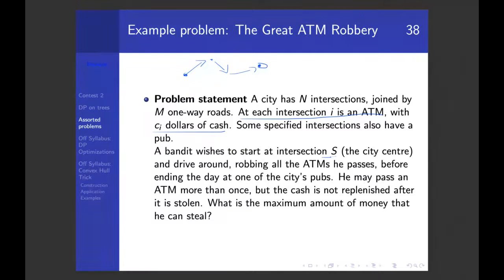You can visit a node more than once, so you can visit an ATM more than once. However, you can only rob it once. Once you've robbed it, the money's gone. For example, if there's a cycle here, you could follow this path and then back and finish at this pub. That's perfectly fine, but you only get the money once. And the question is, what's the maximum amount of money that you can steal?